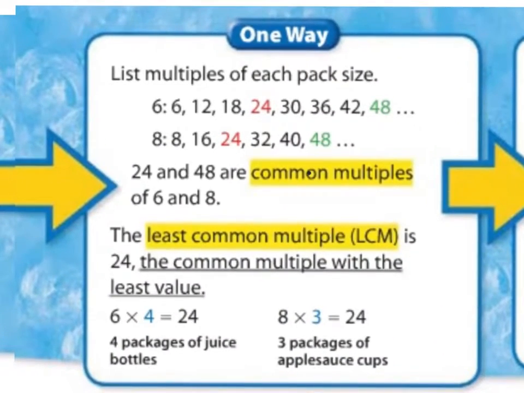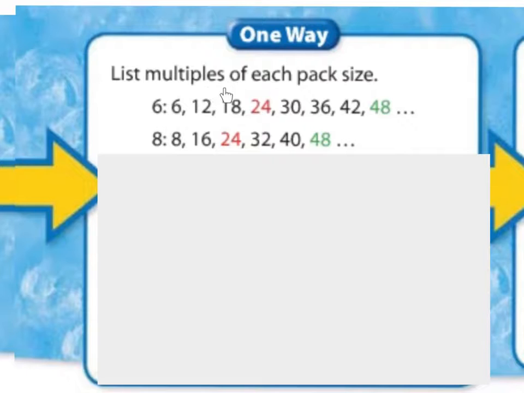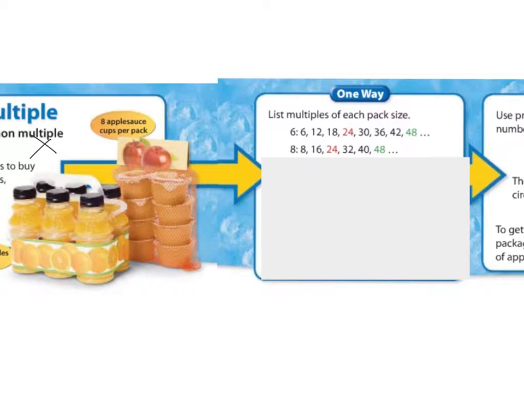Well, one way that we can do this would be to make a list of multiples of each pack size, 6 and 8. How did we get those numbers? Well, applesauce comes in packs of 8, and the juice comes in packs of 6. And then we're making multiples. How did we get these numbers?